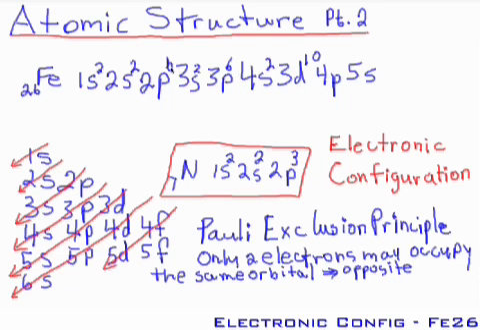Now, if I add this up, I get 2, 4, 10, 12, 18, 20, 30. Oops, I only needed 26. So this added up to 10, 20. So the D's, the remaining 6 that I need, so I can rub those out. And there is the electron configuration for iron.